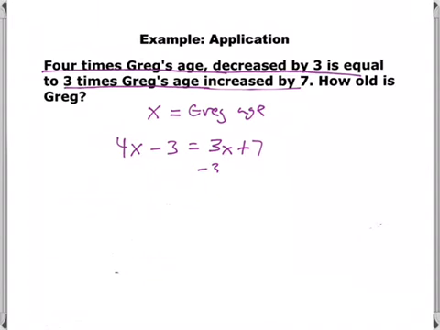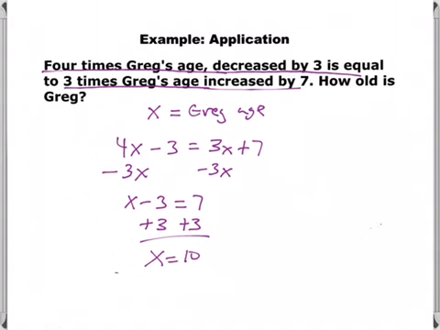Now that we have our equation set up, all we have to do is solve. So I'll start by subtracting 3x from both sides. I've got x minus 3 equals 7. Add 3 to both sides. And you're going to get x equals 10. So that means Greg is 10 years old.